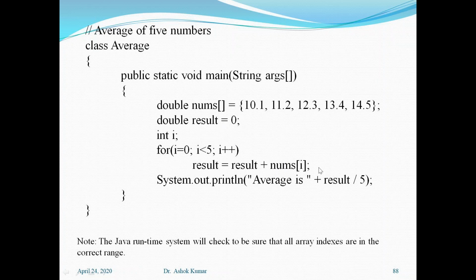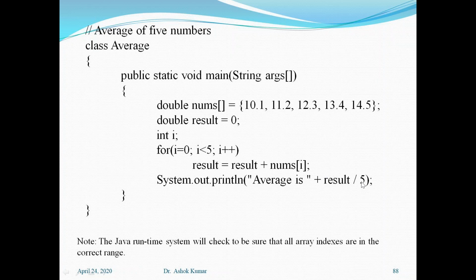So this logic will find the sum of the array elements, and when the control comes out of this loop, you are printing average is this. The average you will get through this expression, result by 5. In result, we have the sum of the elements, and 5 is the total number of elements. So this division will give you a floating point, double result. As we discussed earlier, I would like to remind you that this result is of type double, and 5 is integer.